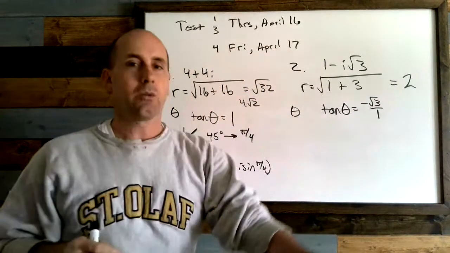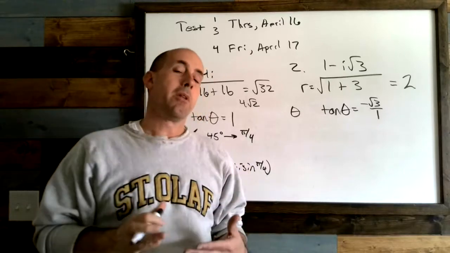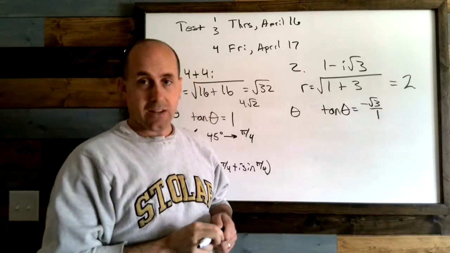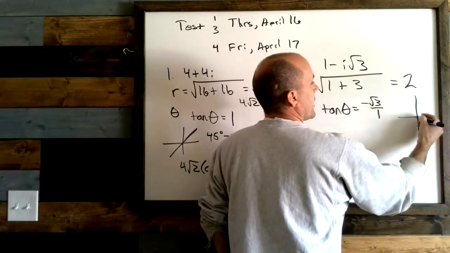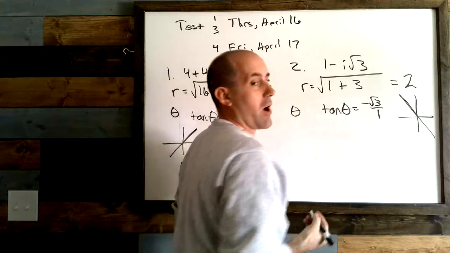So where is tangent equal to the negative root of 3? Remember that root of 3 is a 60-degree angle. And so, where is tangent negative? Tangent is negative in the second quadrant and the fourth quadrant.